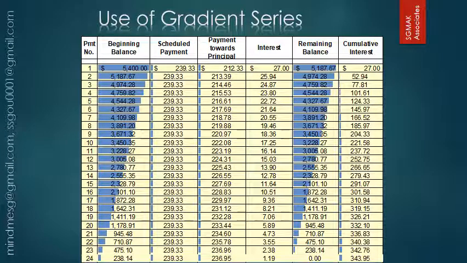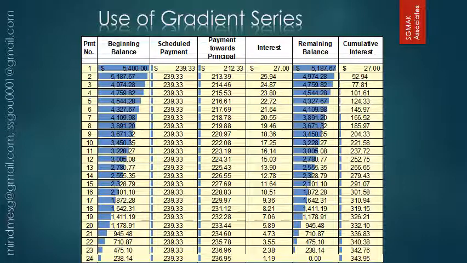If you look at the end of month one, in the beginning you had $5,400. At the end of month one, you accrued interest of $27. Your payment is $239.33. Out of that, $27 goes towards interest. So $212.33 goes towards your principal, the third column. Your remaining balance is $5,400 minus the payment towards your principal. So after 1 month, your loan amount is $5,187.67.